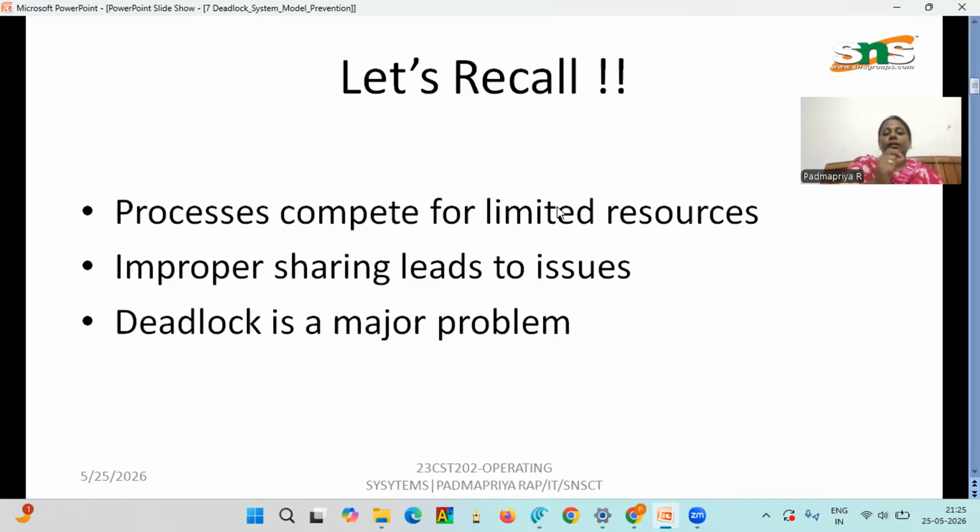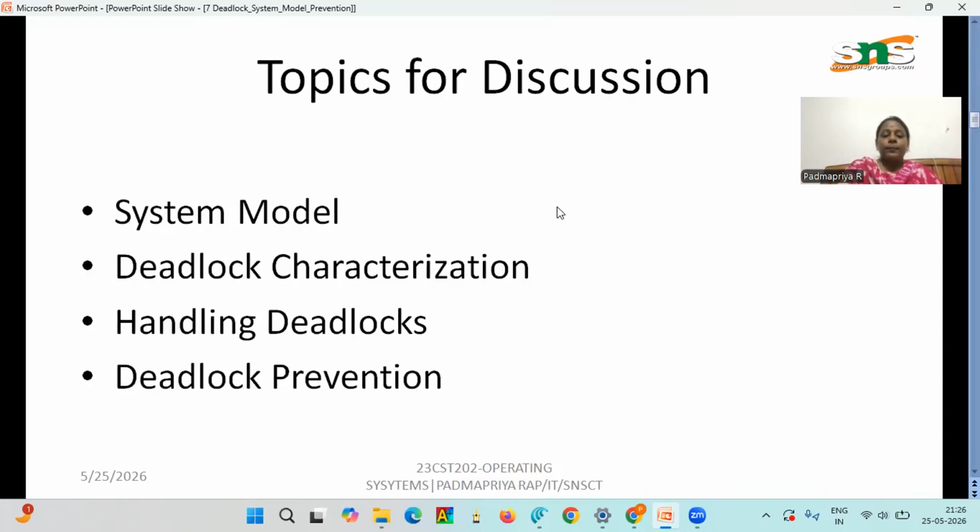Improper sharing means a particular resource can be assigned to only a particular process. We have to assign the resources for each and every process in a proper sharing. If improper sharing happens, that leads to issues. So deadlock is a major problem. The topics we are going to discuss about deadlock are the system model, deadlock characterization, handling deadlocks, and deadlock prevention. These are all the topics we are going to discuss.